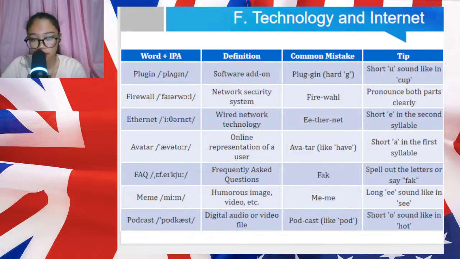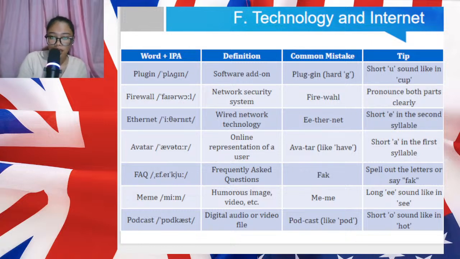Next, we have Ethernet. Ethernet. One more time. Ethernet. There's a soft, unvoiced TH sound here.